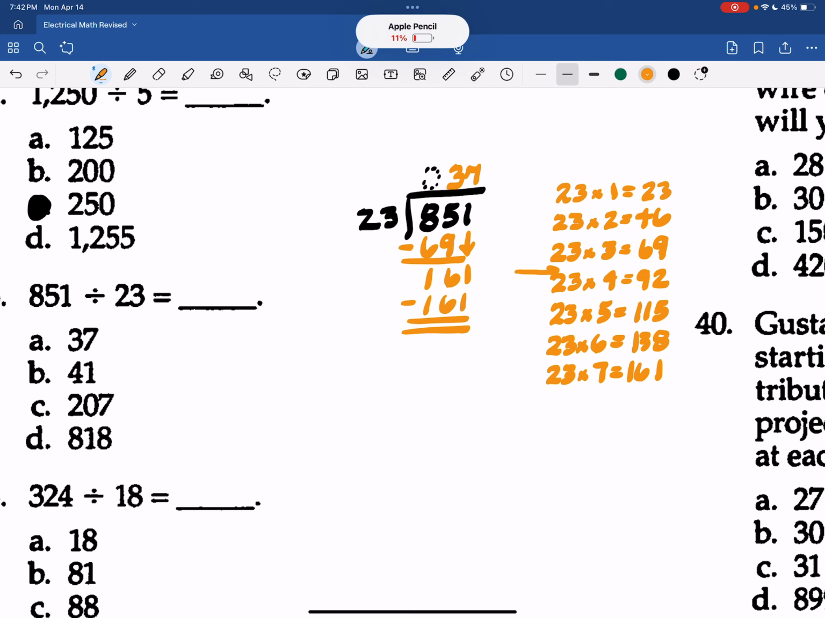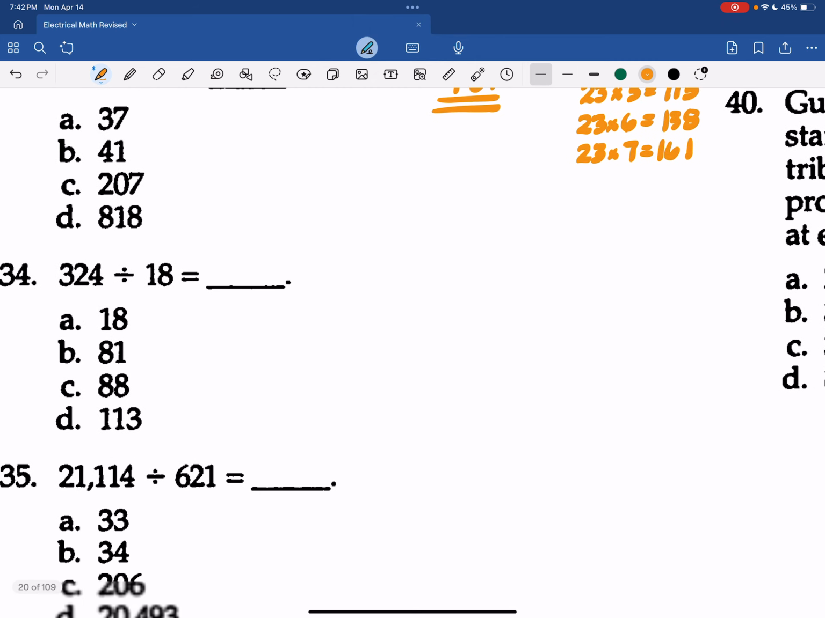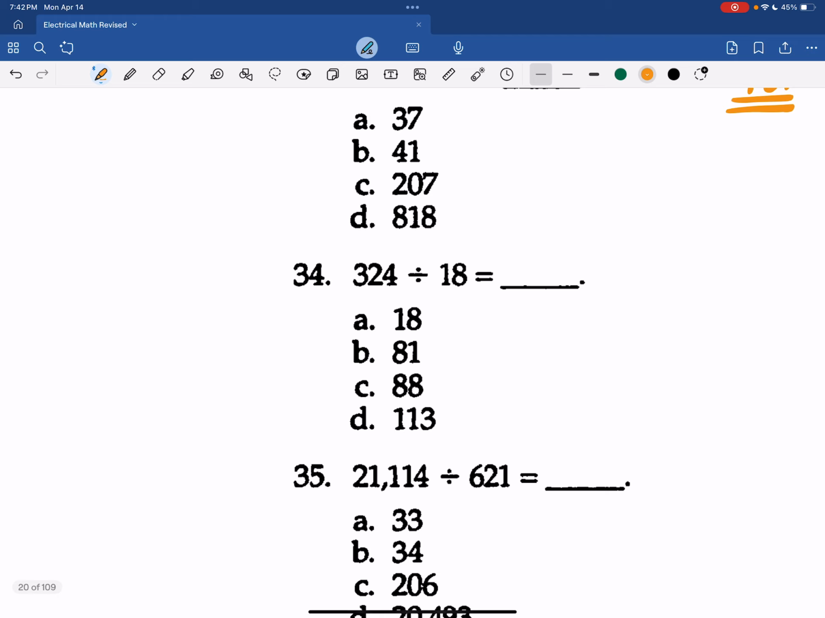All right. Then we have 851. That's what I just did. Sorry. 324 divided by 18. 18 cannot go into 3, and it goes into 32 one time.